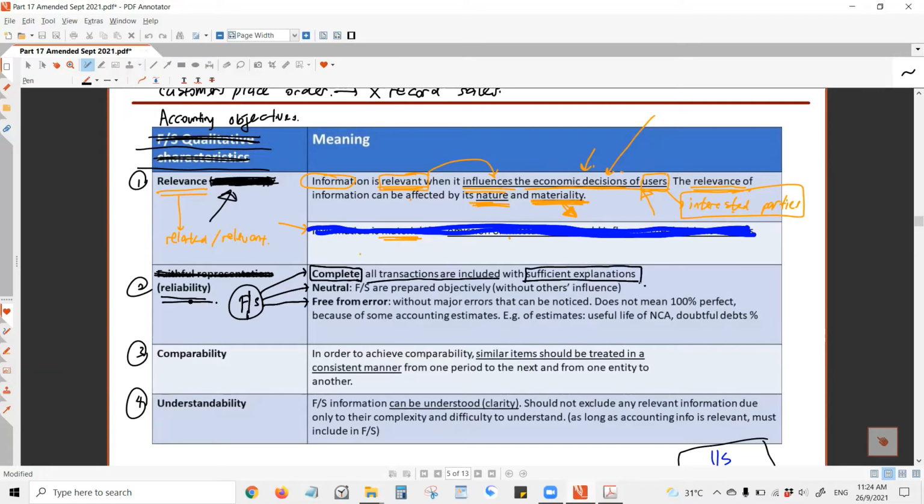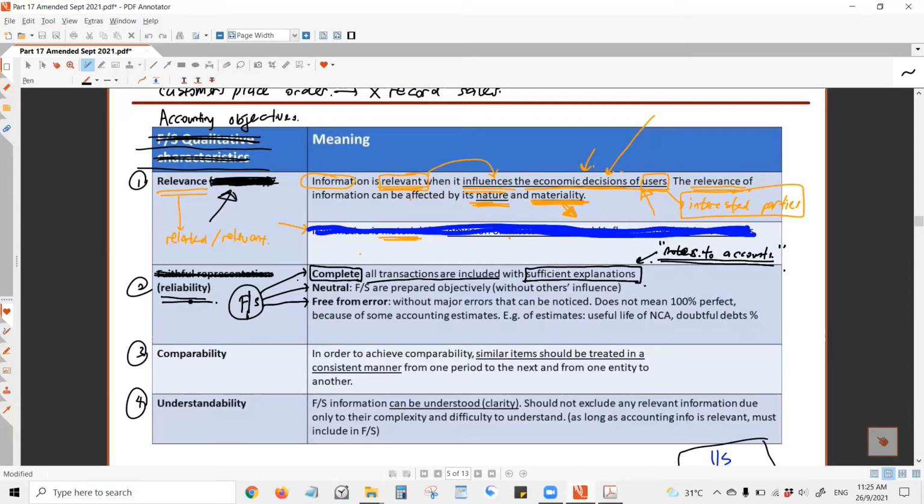Sufficient explanation is something that you will learn in the future. There is more to this sufficient explanation. We call it notes to accounts, which is something that you don't have to learn right now. But for now, you may write down that this means notes to accounts, which is something you will learn in the future. But if you want to search it up online, you go on and do so. Notes to accounts is a part of accounting, but you don't have to learn it now.